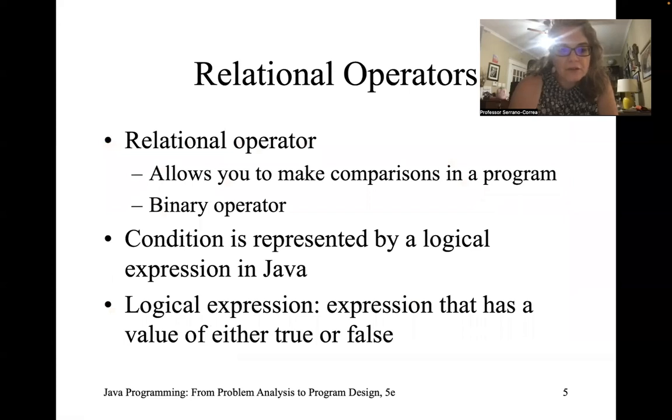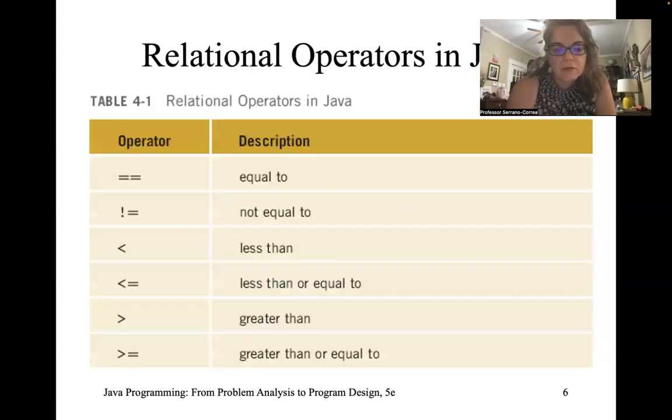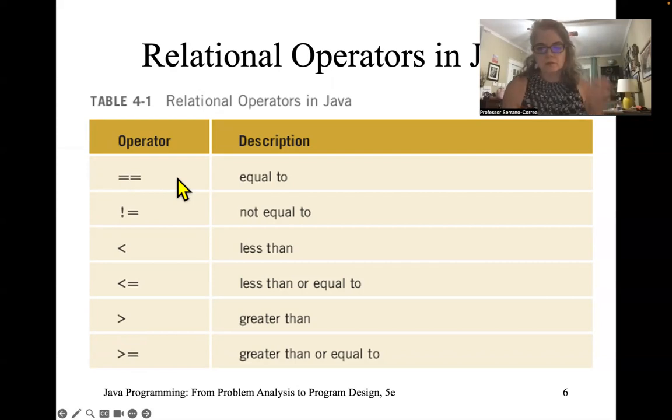Relational operators allow you to make comparisons in a program. So relational operators are things like equal to, not equal to, less than or equal to, greater than or equal to. These are binary operators. Remember, binary means that you need something here on the left, you need something here on the right. So you need two things.